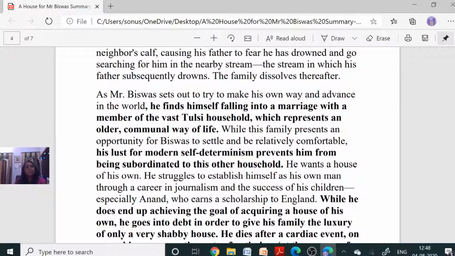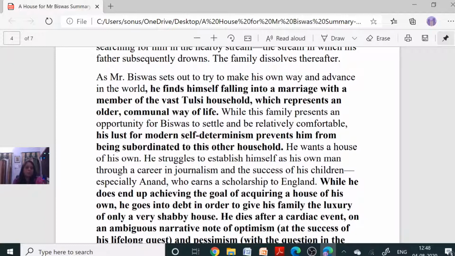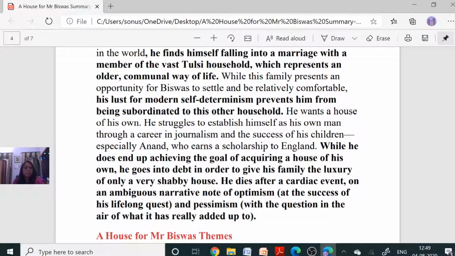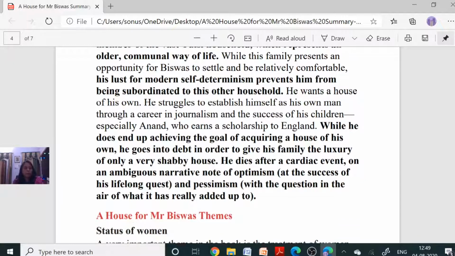So after the death of his father, he tries to make his own way in the world, and then he falls into a marriage with a member of the vast Tulsi household. The writer, Naipaul, gives a detailed description of the Tulsi household, which represents an older and communal way of life. It's a house which has any number of people living in it, and this family presents an opportunity for Biswas to settle in relative comfort. His lust for modern self-determination prevents him from being subordinated to the other household because he wants a house of his own.